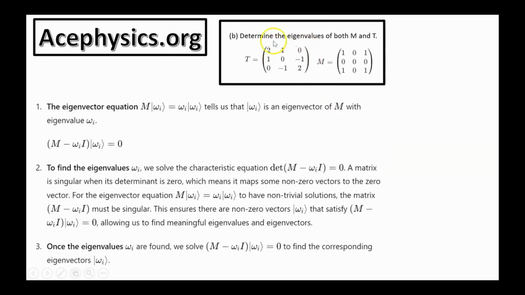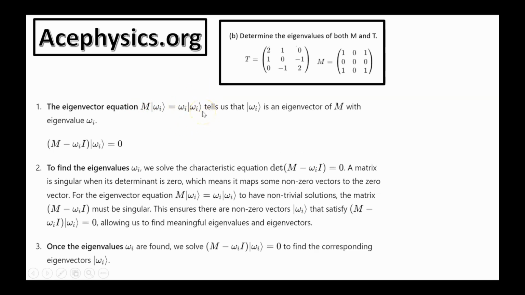Terrific! Part B says determine the eigenvalues of both M and T. This is matrix M. This is matrix T. This is the procedure to do that. The eigenvalue equation is M|ω_i⟩ = ω_i|ω_i⟩. This is the matrix M. This is a vector. It's in the ket symbol. This is a constant called the eigenvalue, and this is a vector, which is the ket.